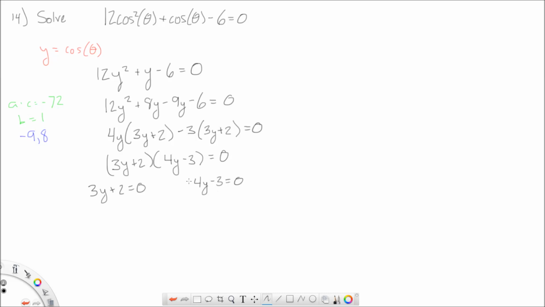And we can solve both of these equations for what y has to be. Here we'll subtract the 2 and divide by 3, and y equals negative 2/3. And here we'll add the 3 and divide by 4, and y equals 3/4.